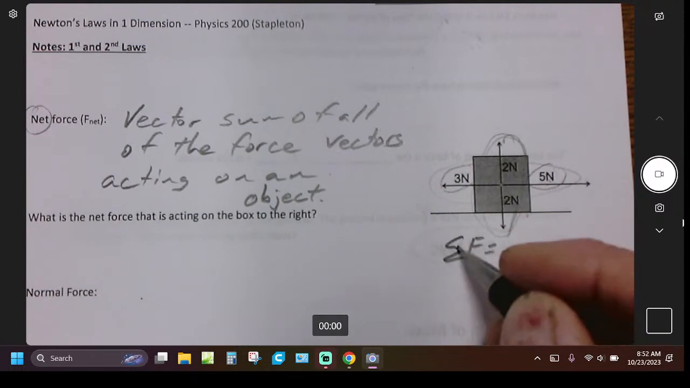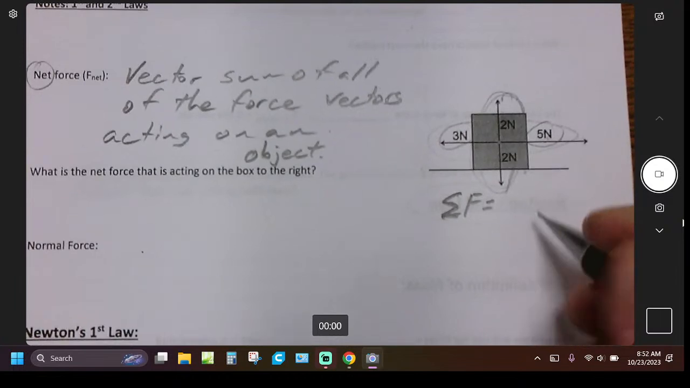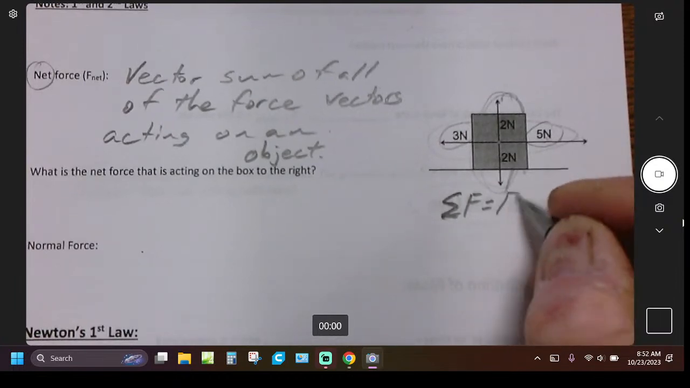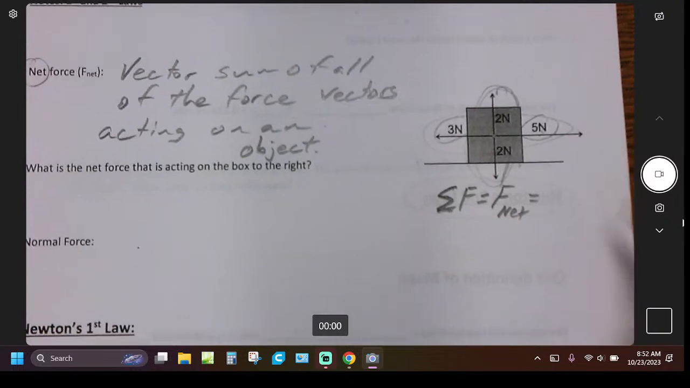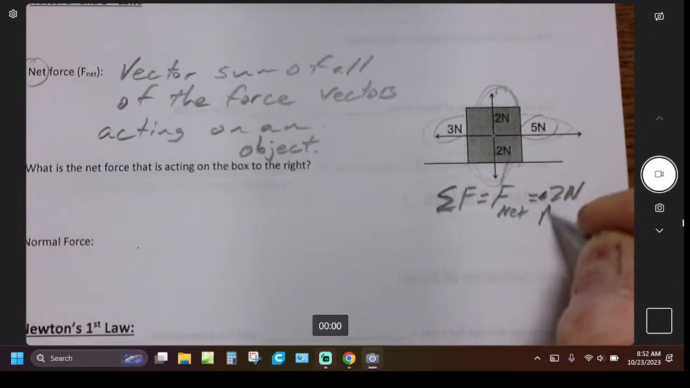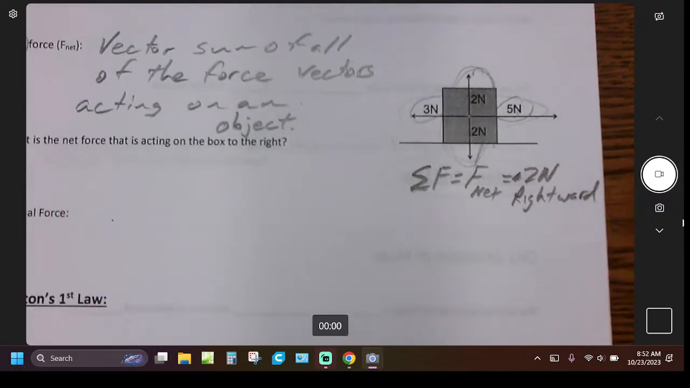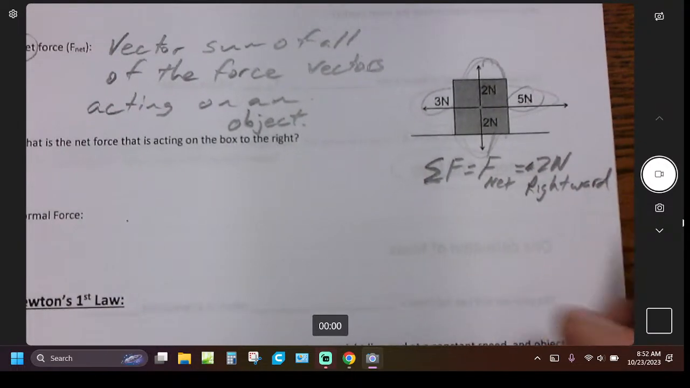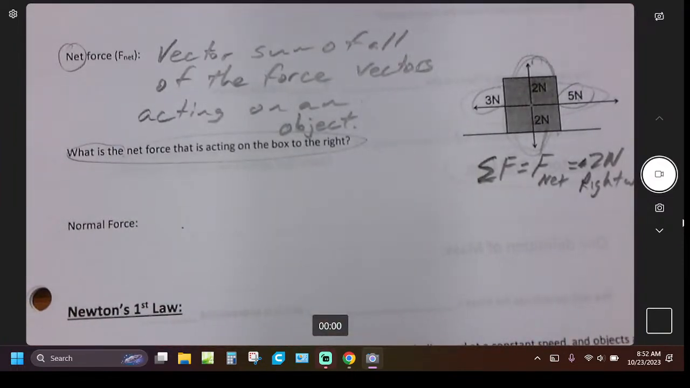So the net force, that's the summation symbol, and it's used a lot for net force. Sometimes you'll see people write F net, and sometimes I do that if I can't type the symbol. So it's 2 newtons to the right. Or actually, I'll just do 2 newtons rightward here, which would be a good way to answer this. Or you could have an arrow showing 2 newtons to the right. So that's the answer to this next question: what's the net force acting on the box?